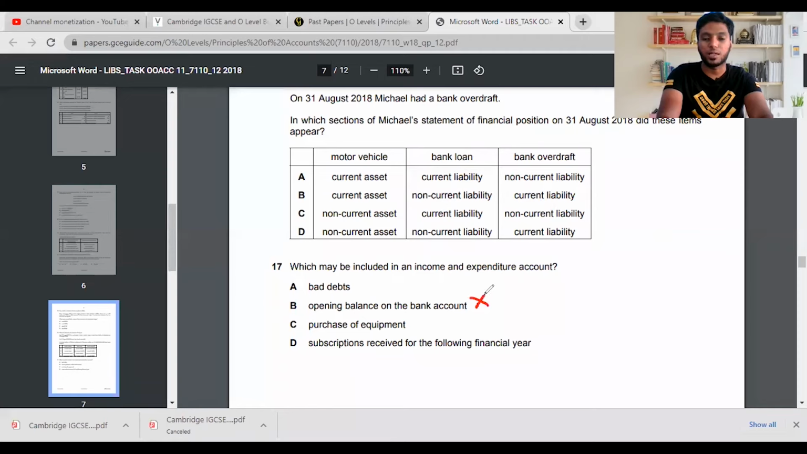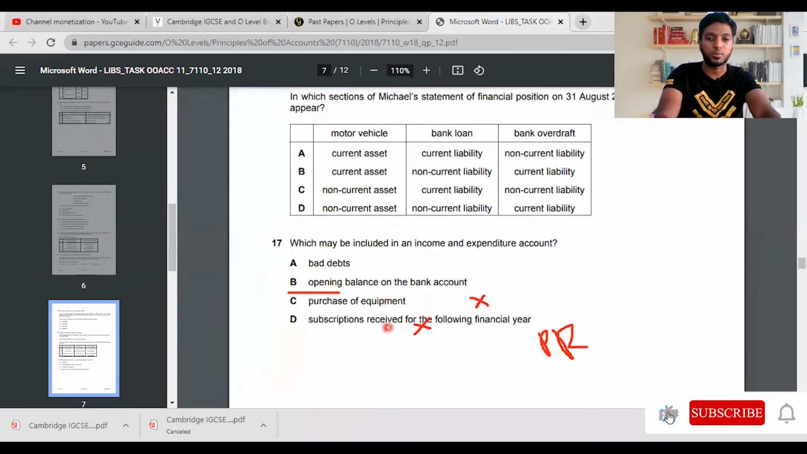Then purchase of equipment is a non-current asset transaction. Again, it comes under receipts and payment. Subscription received for the following financial year is a prepaid receipt, and a prepaid receipt comes under receipts and payment, not under the income and expenditure, because prepayments we should exclude. The answer is going to be bad debts. It's a very straightforward one, and then we'll move on to the next part of the question.